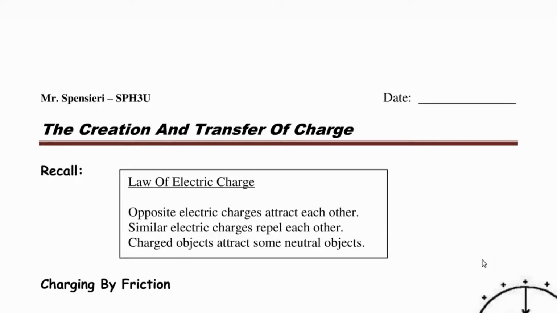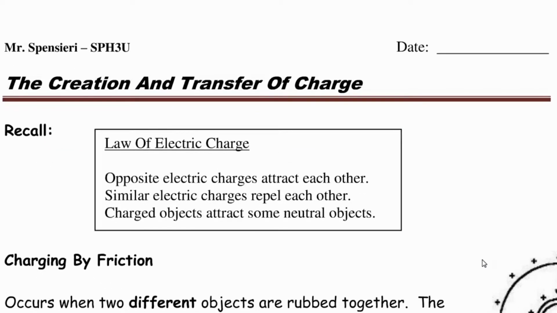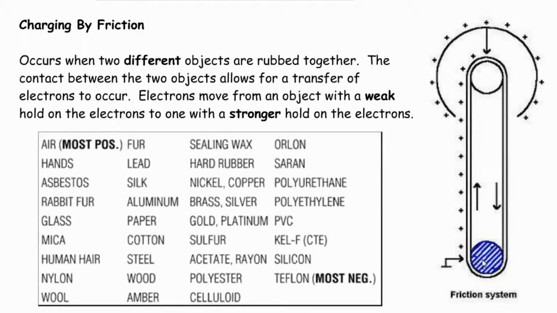Let us recall the law of electric charges. Remember that opposite electric charges attract each other, similar electric charges repel each other, and charged objects attract some neutral objects. The first way that we can charge objects is by putting two different objects in contact.